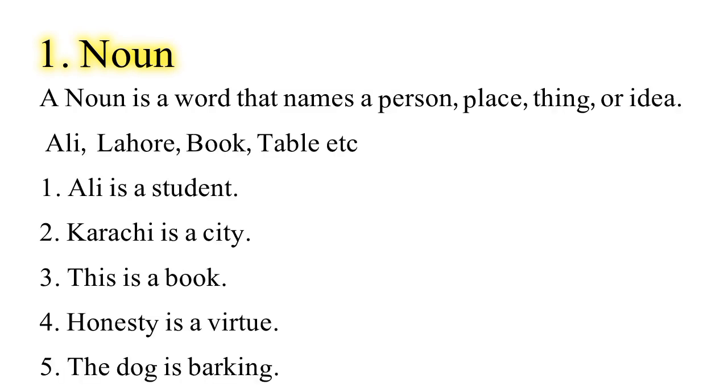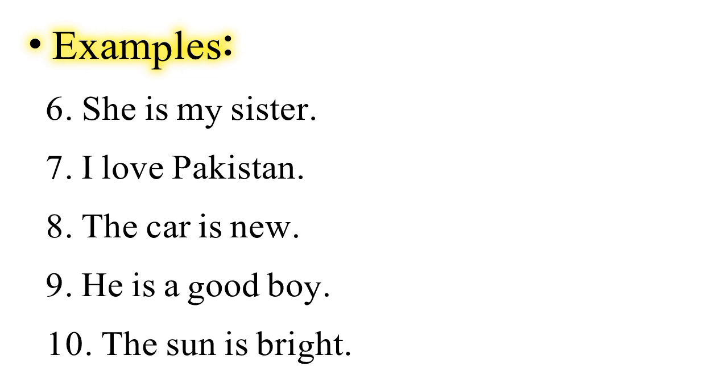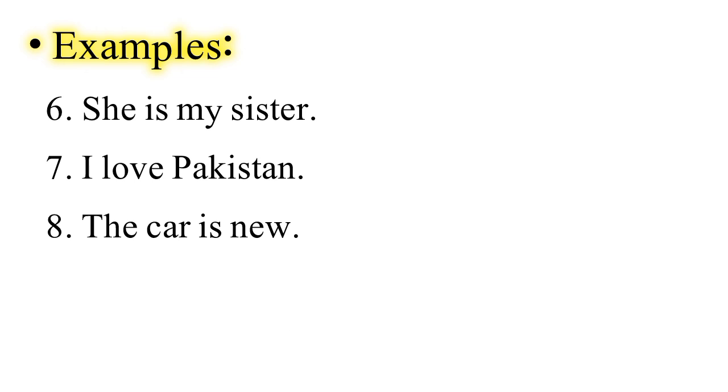Noun. Definition: a noun is a word that names a person, place, thing, or idea. Formula: noun equals name of anything. Examples: 1. Ali is a student. 2. Karachi is a city. 3. This is a book. 4. Honesty is a virtue. 5. The dog is barking. 6. She is my sister. 7. I love Pakistan. 8. The car is new. 9. He is a good boy. 10. The sun is bright.